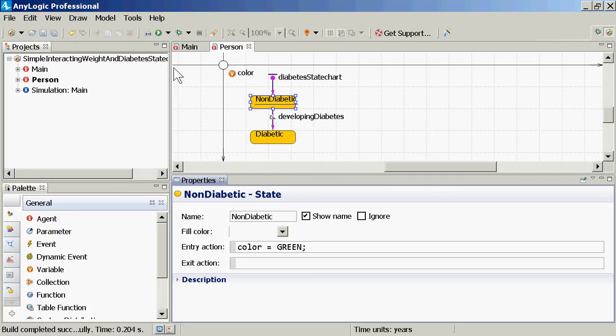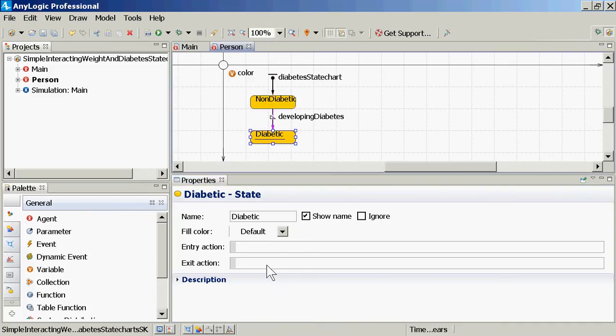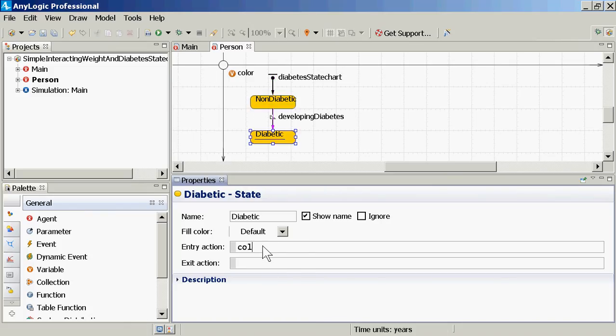Ladies and gentlemen, let us down here set, when they enter the diabetic state, their color to be red. Is there a reason you're typing that out instead of just clicking on where it says default color? Yeah, it's a great question.